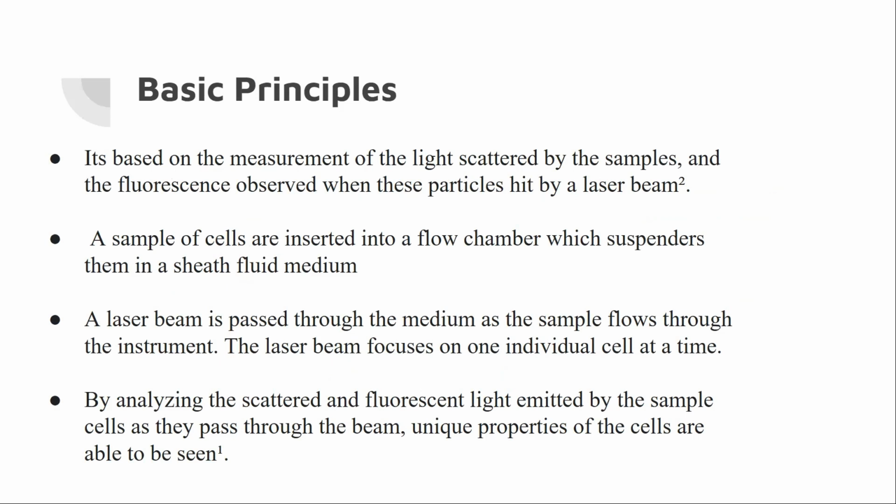A sample of cells will be inserted into a flow chamber, which then suspends them in a sheath fluid medium to be moved through the instrument. A laser beam is passed through the medium as the sample flows through the instrument. The laser beam focuses on a single individual cell at one time. So by analyzing the scattered and fluorescent light emitted by the sample cells as they pass through the beam, the unique properties of the cells are able to be seen.